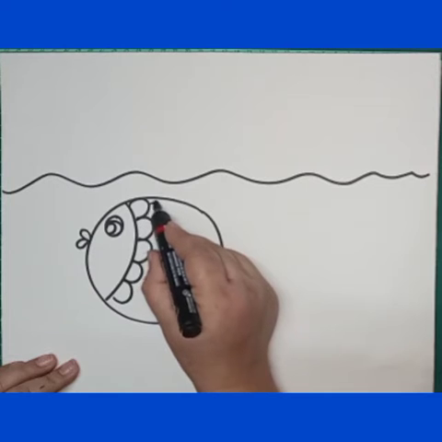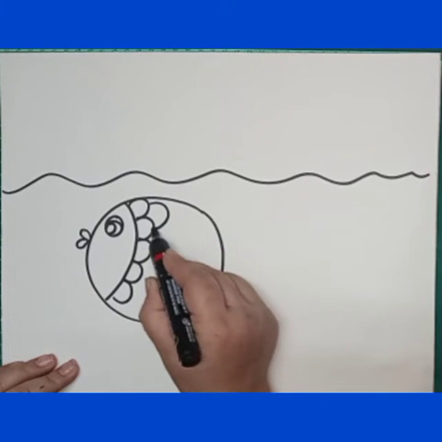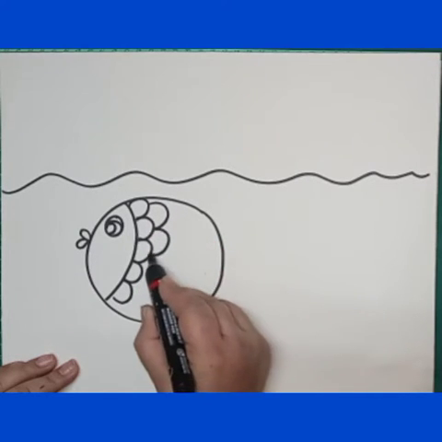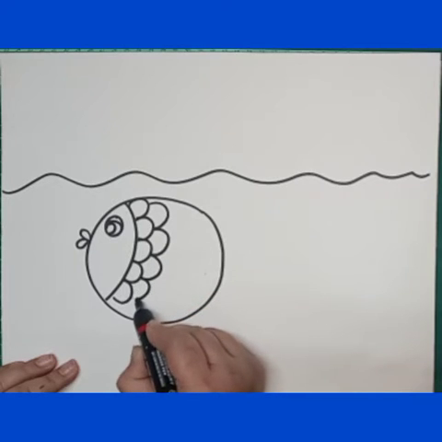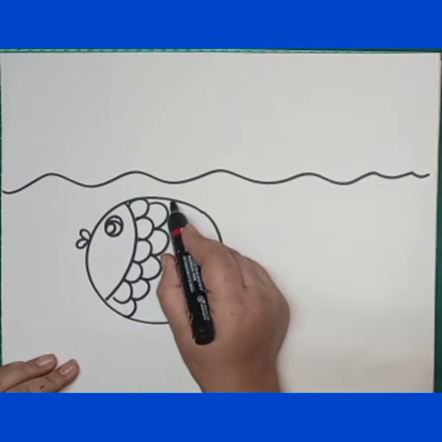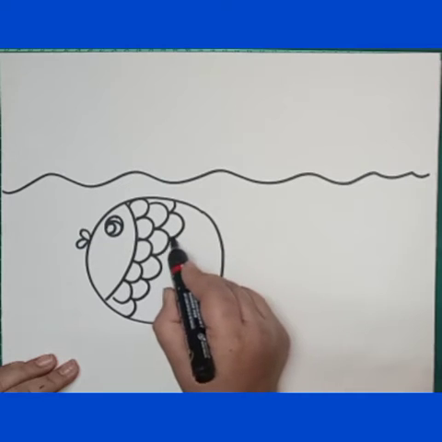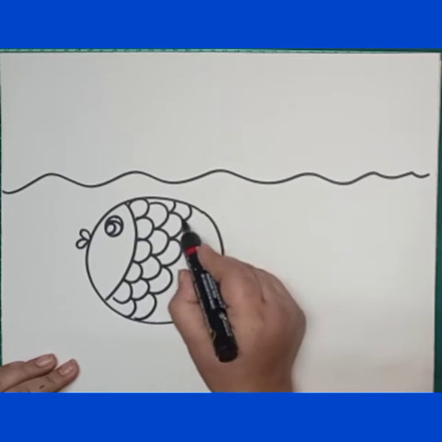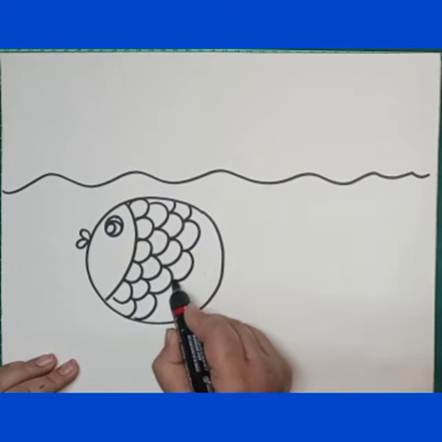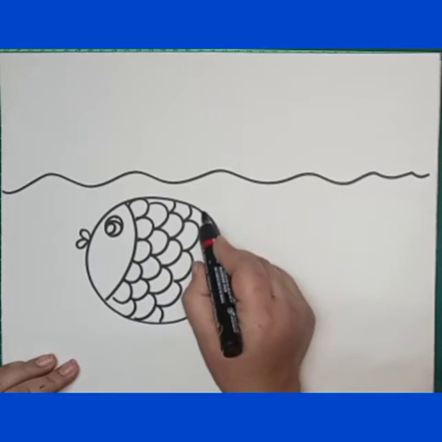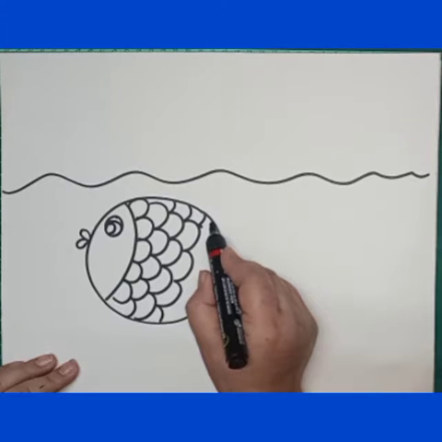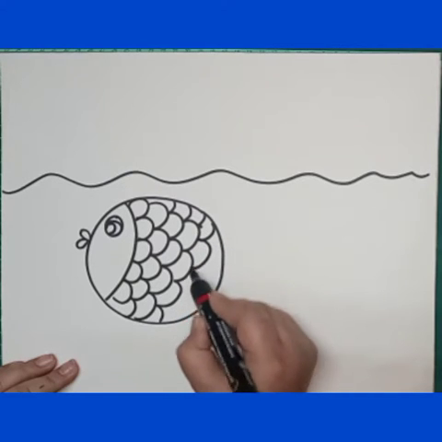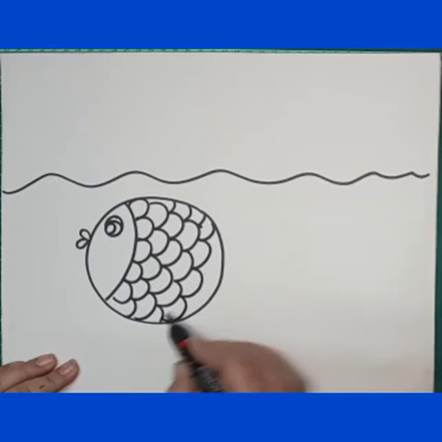on the fish. For scales I have drawn rows of semicircles, then one more row. Just like that we will fill the whole circle with these scales, with these semicircles. And after this we will draw one bigger semicircle for the tail.